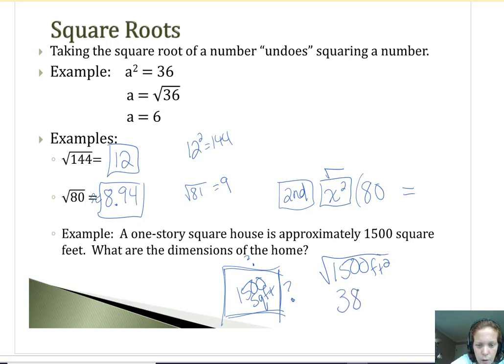is about 38 point, we'll go to the hundredth again, 73. And now if I take the square root of feet squared, notice it's just going to end up being feet because the squared and the square root, it's like they're going to cancel each other. So 38.73 feet by 38.73 feet, if that's the dimensions of the house, it'd be a 1,500 square foot home.